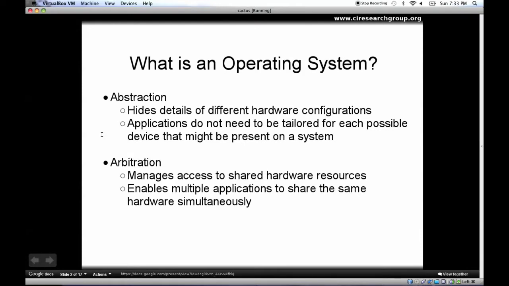Now, what's an operating system? Well, it's a layer of software that provides two important services to a computer system. It provides abstraction and arbitration. Abstraction means hiding the details of different hardware configurations so that each application doesn't have to be tailored for each possible device that might be present on a system. Arbitration means that the operating system manages access to shared hardware resources so that multiple applications can run on the same hardware at the same time without interfering with one another.